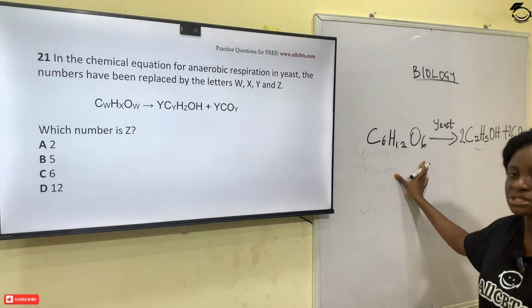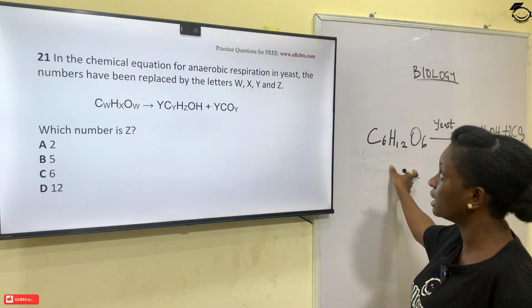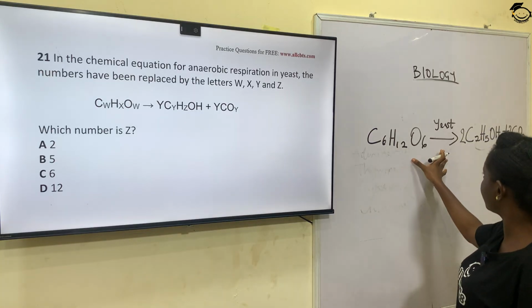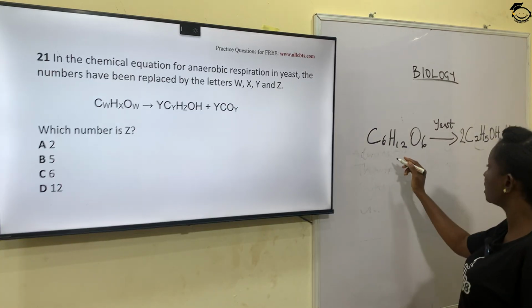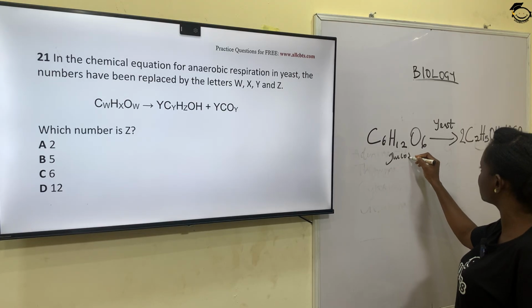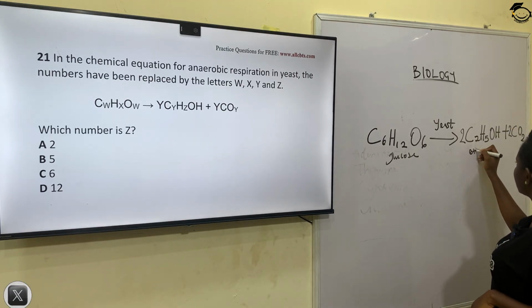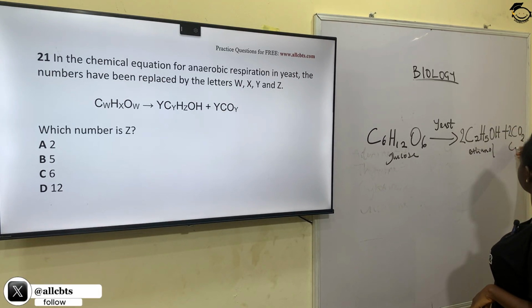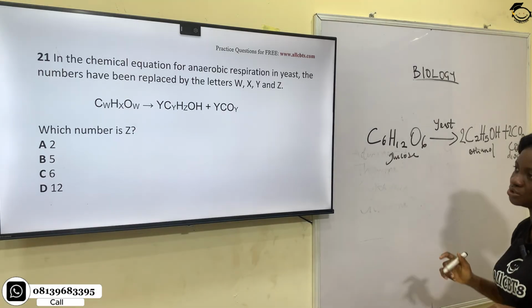So this is what this equation looks like during anaerobic respiration in yeast. We have glucose to give ethanol and CO2, carbon dioxide. So this is what this equation looks like.